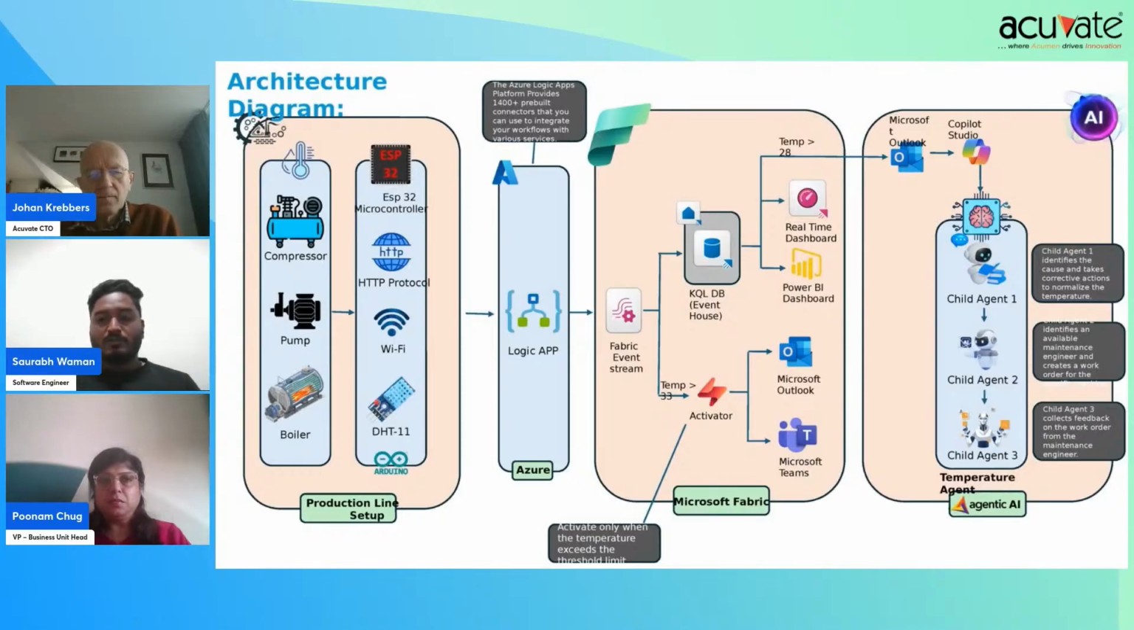Now coming to the agentic AI, once our agent receives the Outlook alert, when the machine goes into the moderate level, then our agentic AI will be activated. In our agentic AI, our main agent contains three child agents. We'll discuss the three child agents in the next slide. John, can you take the next slide, please?